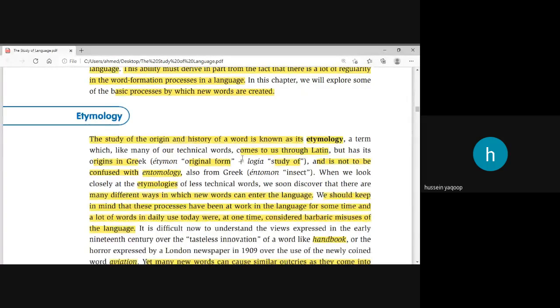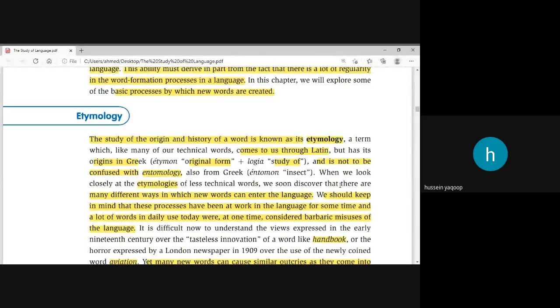I mean, the Merriam-Webster dictionary. You can download it and find the origin and the history, maybe a brief history of each word. Okay, but it is very important now not to mix up entomology and etymology. Entomology is the study of insects, while etymology is the investigation of the origins or history of a particular word.